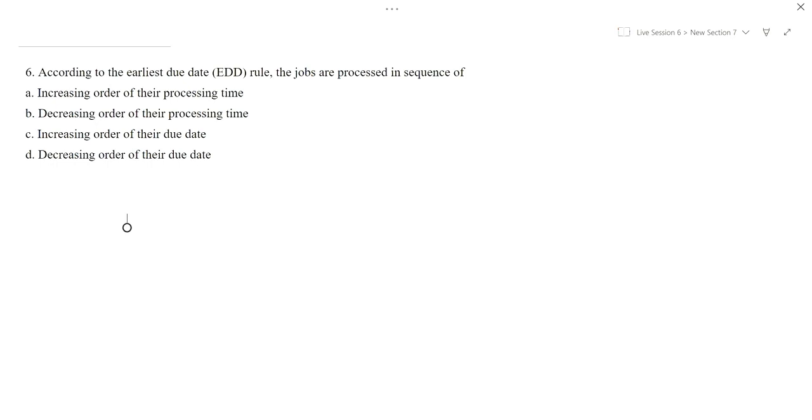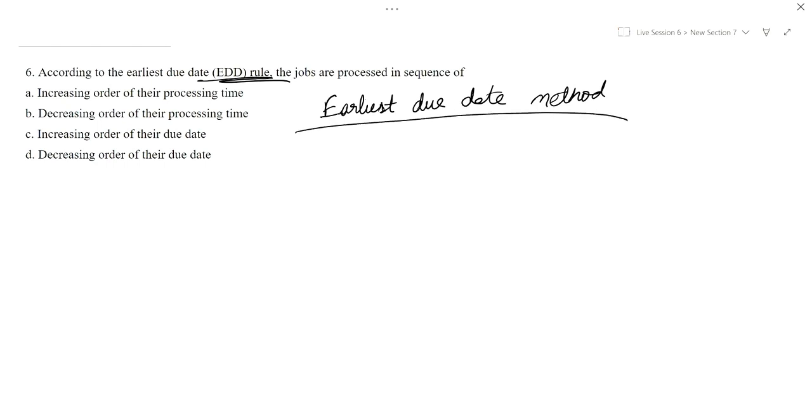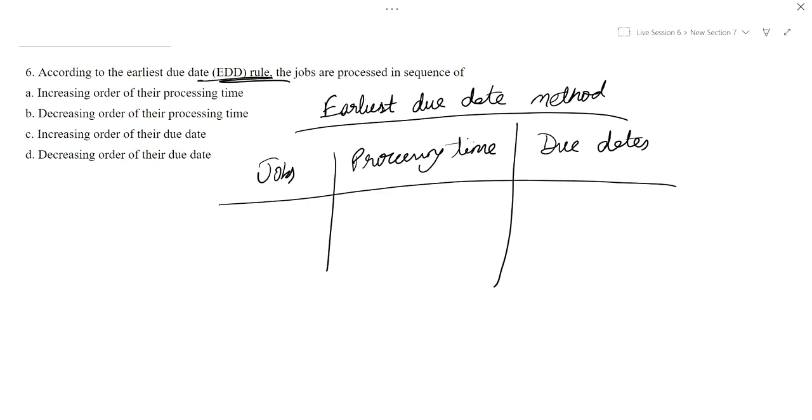So according to this, in single machine sequencing, we have various methods. Okay, so this is the EDD method, earliest due date method. So suppose there are jobs given, processing time is given, and due dates are given. So we will also discuss a numerical on this question.